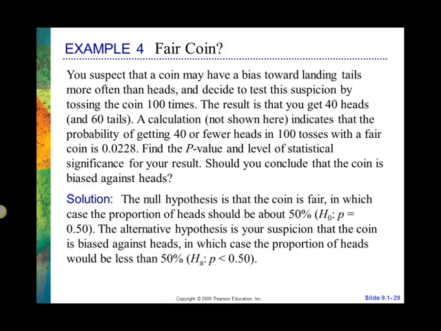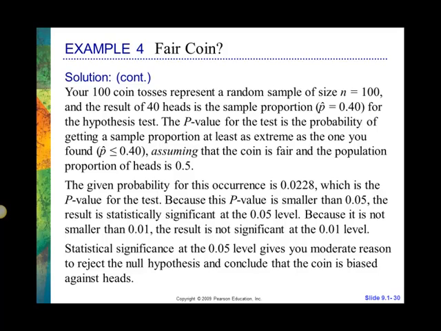Okay, so when we look at these, we look at our p-value, we got our p-value of 0.0228, and we compare that to the 0.05 level of significance. Well, 0.0228 is smaller than 0.05, so we can reject at the 0.05 level of significance. But it's not less than 0.01, so we do not reject at this level. So we can say that there is statistical significance at the 0.05 level to reject the null hypothesis and conclude the coin may be biased against heads. So that's all that we've done.